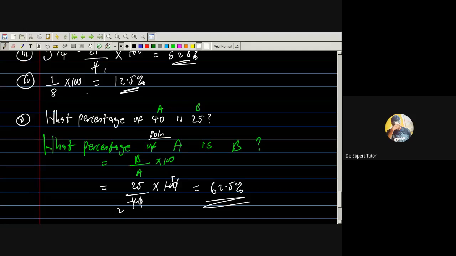They said what percentage of 40 is 25? It means that 62.5% of 40 is 25. See, do 62.5% of 40. You see that your answer will be 25. If you have a calculator, you can try it.